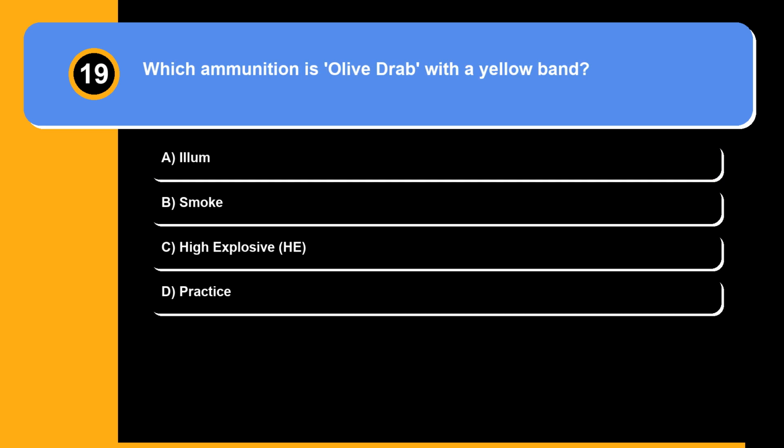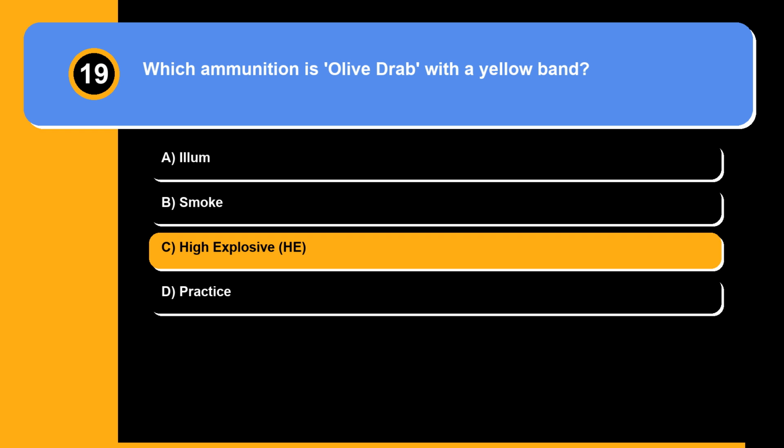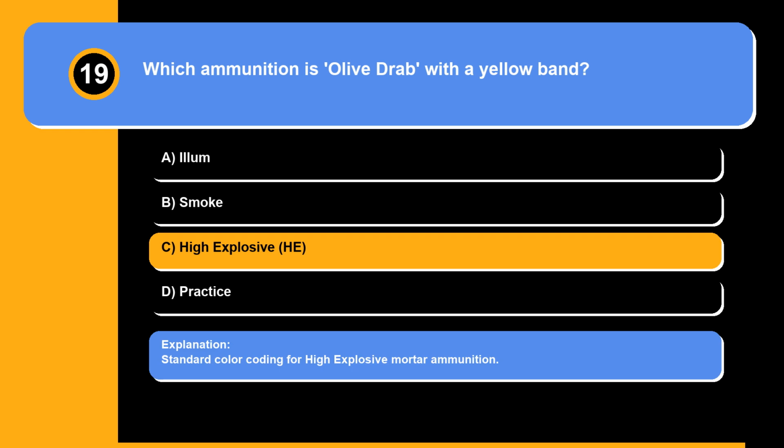Question 19. Which ammunition is olive drab with a yellow band? A. Illum. B. Smoke. C. High explosive, HE. Or D. Practice. The correct answer is C. High explosive, HE. Standard color coding for high explosive mortar ammunition.